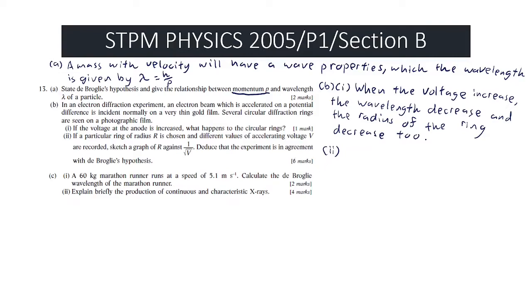Now B2, if a particular ring of radius R is chosen and different values of accelerating voltage V are recorded, sketch a graph of R against 1 over square root V. Deduce whether the experiment is in agreement with the de Broglie hypothesis. So first thing I think we better do is a diagram. This is an electron gun shooting our electron beam and hitting the target metal.